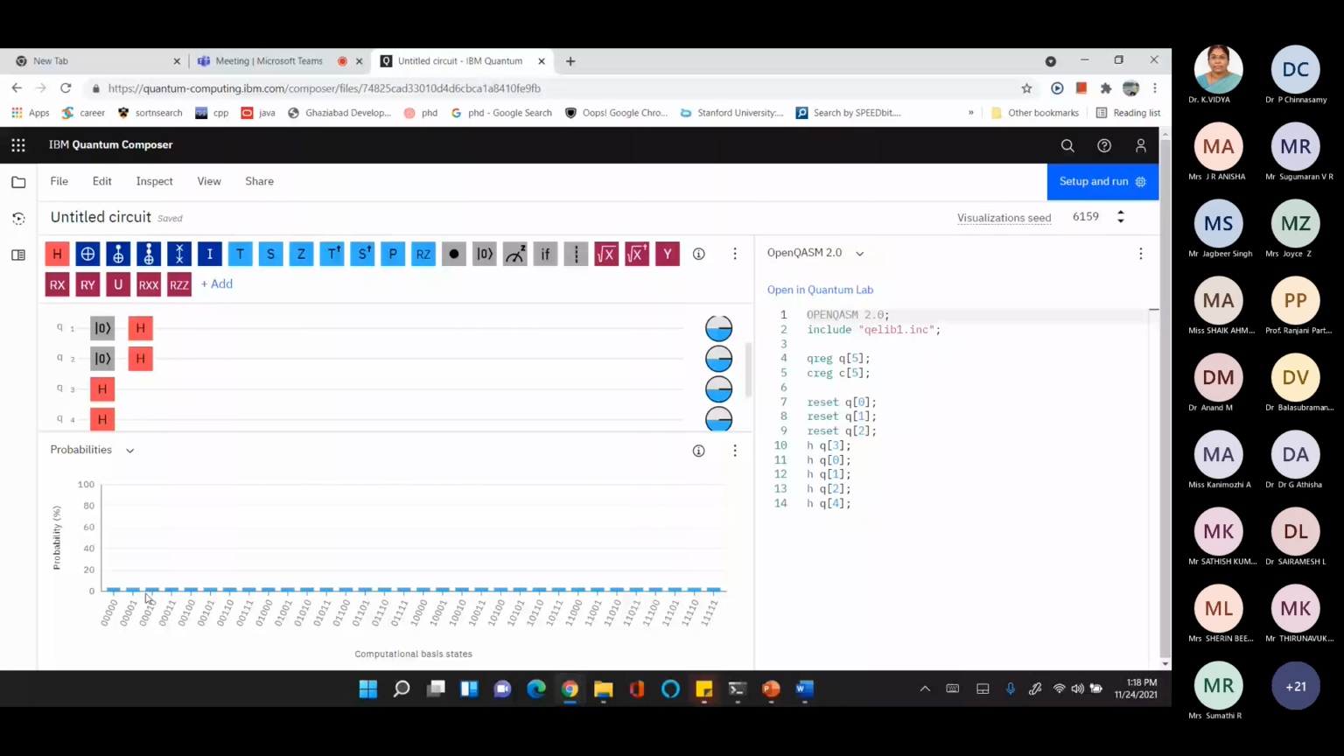Are you getting this, participants? Yes, sir. So it is creating an equal superposition of 32 states simultaneously. The probability of each of them is 3.125%, and for all of them it is equal.